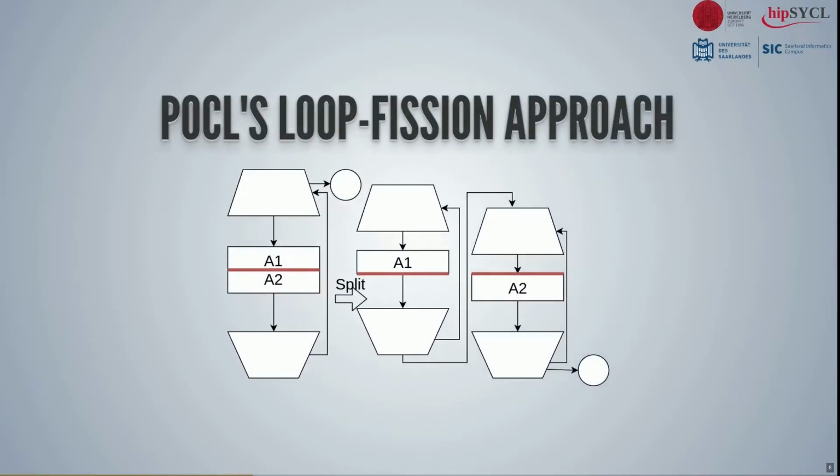The first of the two approaches is taken from the portable OpenCL runtime known as PoCL. Here we see the simplified visualization of a simple kernel. The kernel has a basic block containing a barrier. The basic block is surrounded by a work item loop iterating over the workgroup. On the right side we see that the part before the barrier, A1, and the part after the barrier, A2, are now both surrounded by their own work item loops. The second work item loop is executed as soon as the first work item loop finished executing the first part of the kernel for all work items of a workgroup.